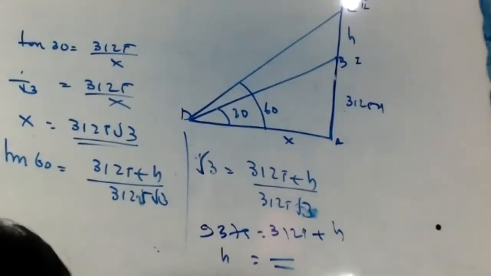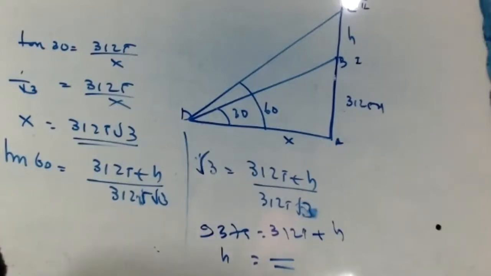Listen, once again, I'm reading. From a point between them, in between, on the road, the angles of elevation of the top of the poles are 60 degree and 30 degree. Okay. Next line. Find the height of the poles.